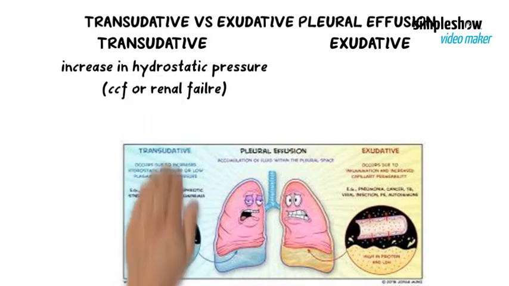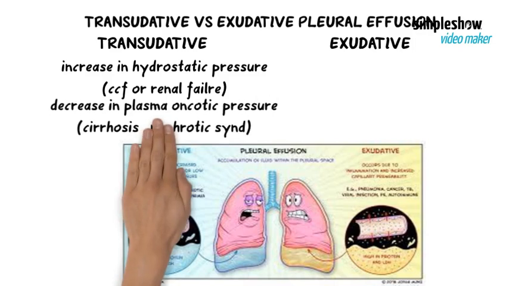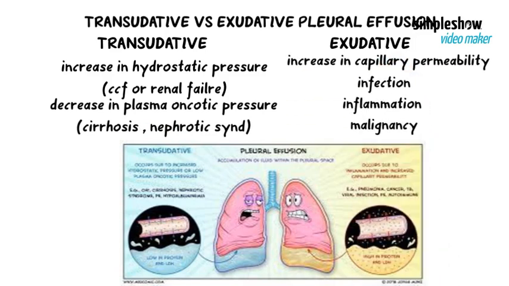Whenever there is increase in hydrostatic pressure, as in congestive cardiac failure, renal failure, or there is decrease in plasma oncotic pressure as in cirrhosis or nephrotic syndrome, pleural effusion is said to be transudative. On the other hand, infection as in pneumonia, parapneumonic effusion, TB, fungal infections or inflammation, malignancy, autoimmune conditions or esophageal rupture, in fact all those conditions when inflammation of lungs leads to increase in capillary permeability, will lead to exudative effusion.